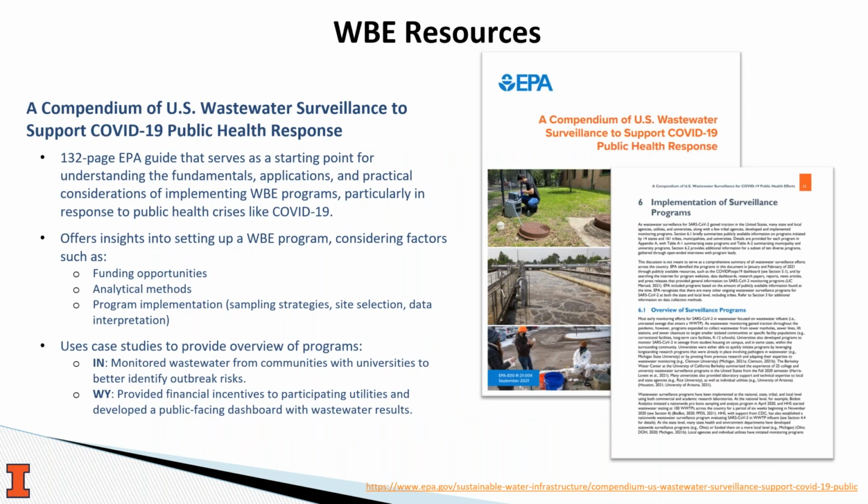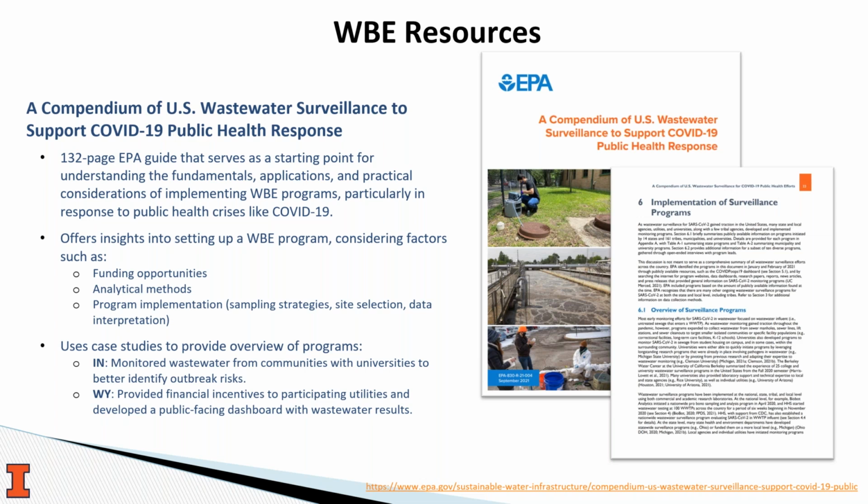So for utilities interested in getting started with wastewater surveillance, EPA has a comprehensive guide that can serve as a great starting point. It's titled A Compendium of U.S. Wastewater Surveillance to Support COVID-19 Public Health Response. It's a 132-page guide that walks through the key building blocks for setting up and running a wastewater-based epidemiology program. This one specifically focuses on COVID-19, but it can be adapted for similar health crises.